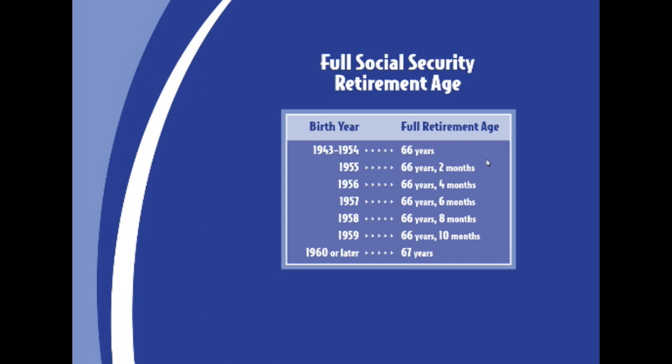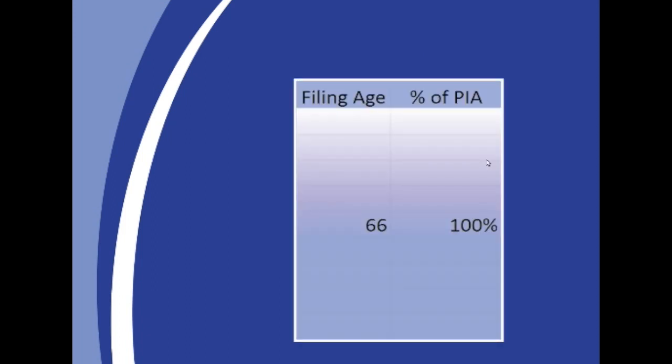If you're born between 1943 and 1954, your full retirement age is 66. And every year thereafter, it increases by 2 months all the way up until 1960, at which point it is set at 67. That could certainly change in the future, but right now that's unknown. So, using the full retirement age of 66 years of age, that is when you can get 100% of your PIA. So that $737, if that was your benefit amount, you would be able to get 100% of that.